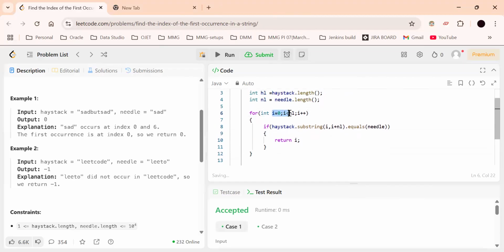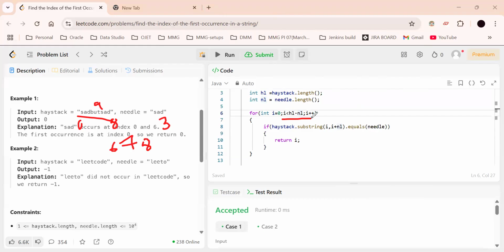And here, should I go to the last index to generate a substring? Is it possible to generate a substring at the last index of the needle's length? No, that's not possible, right? I need to go till HL minus NL. So here, if you take this particular one, this is 3 and this length is 9. We have indexes from 0 to 8. I can generate a substring at index 6. I cannot generate a substring at index 7 and also 8.